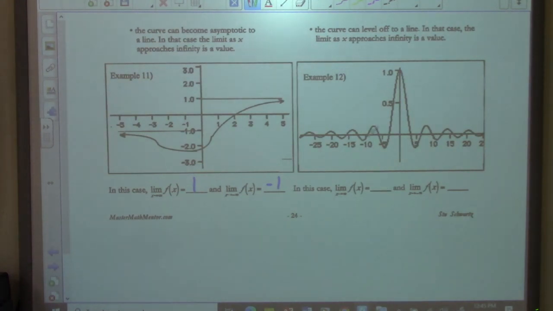Now, example 12. Example 12, we have the limit as x approaches infinity of f of x. This thing is oscillating and going and going and going. So what is it going to be approaching? 0. Approaching 0, right? And as we go to the left, what is this thing approaching? 0. It's approaching 0. And this is an actual type of equation. It would be like 1 over sine x or something like that. So we have those.